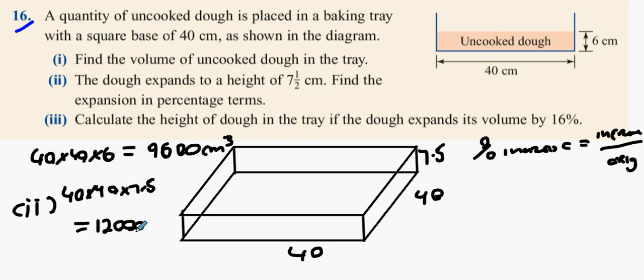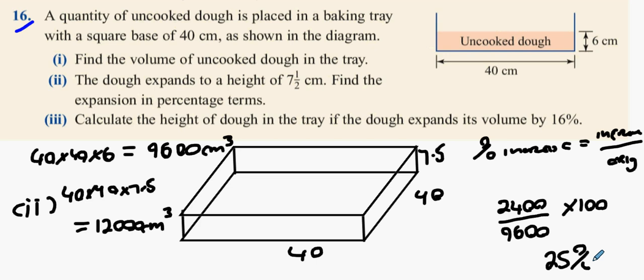What's the increase then? 2,400 increase divided by the original amount, which is 9,600. Multiply that by 100, and what percentage do we get? 25%. Everybody cool with that? Alright.